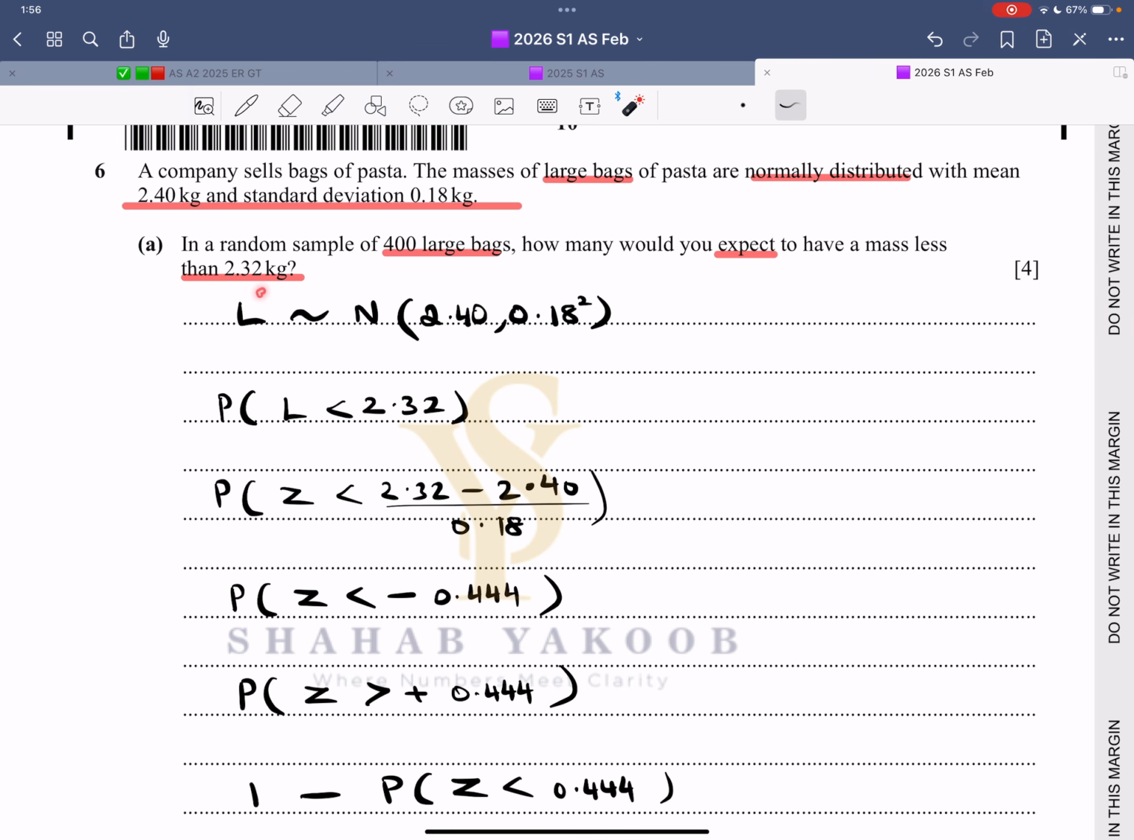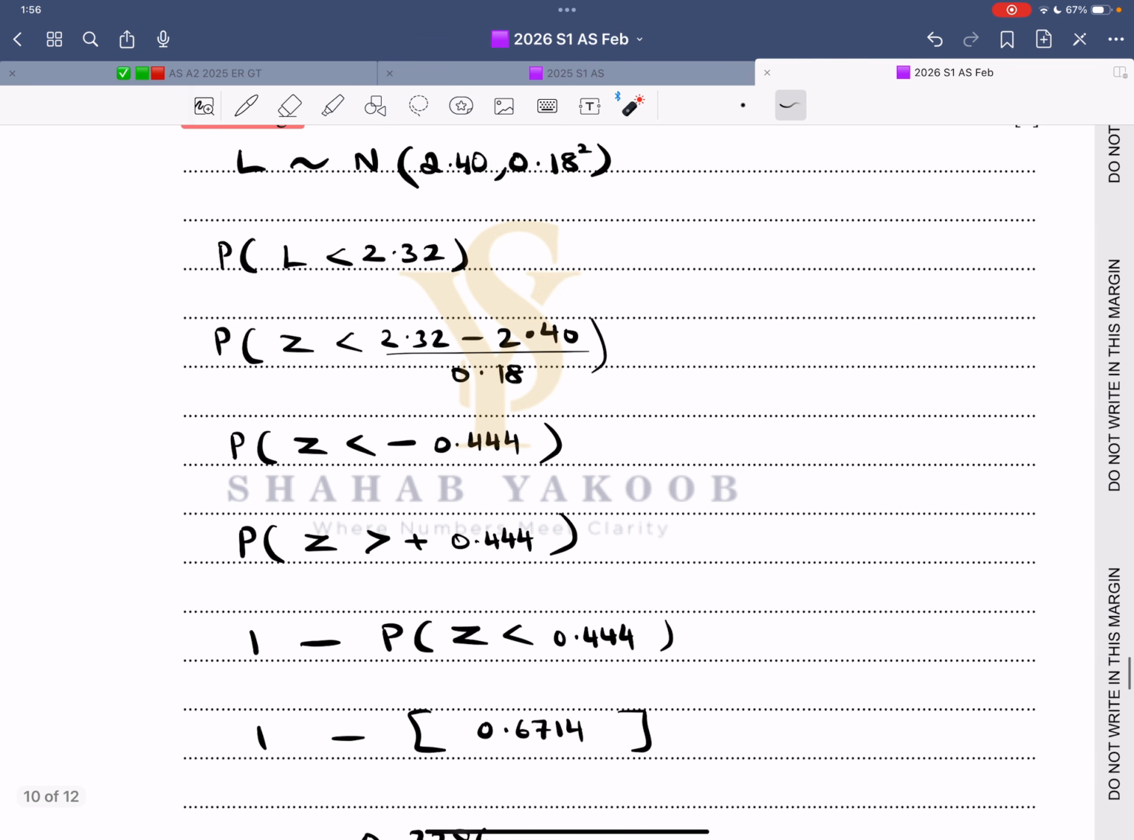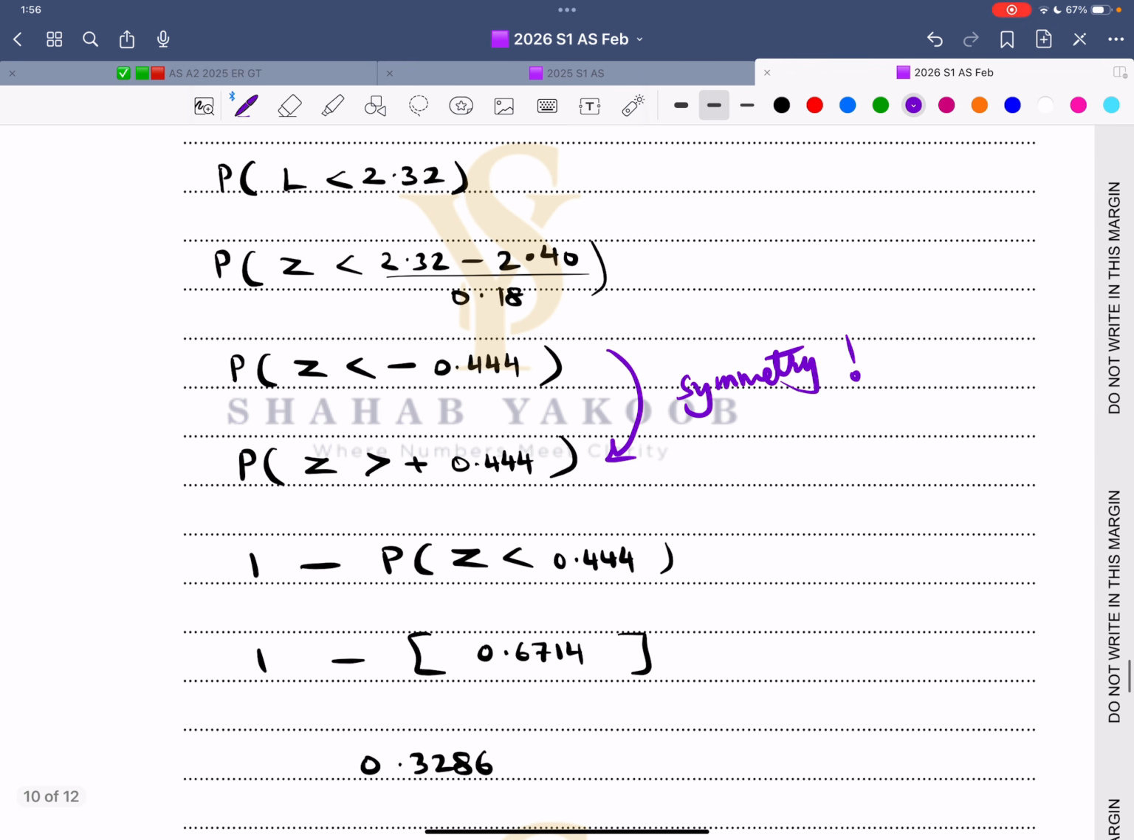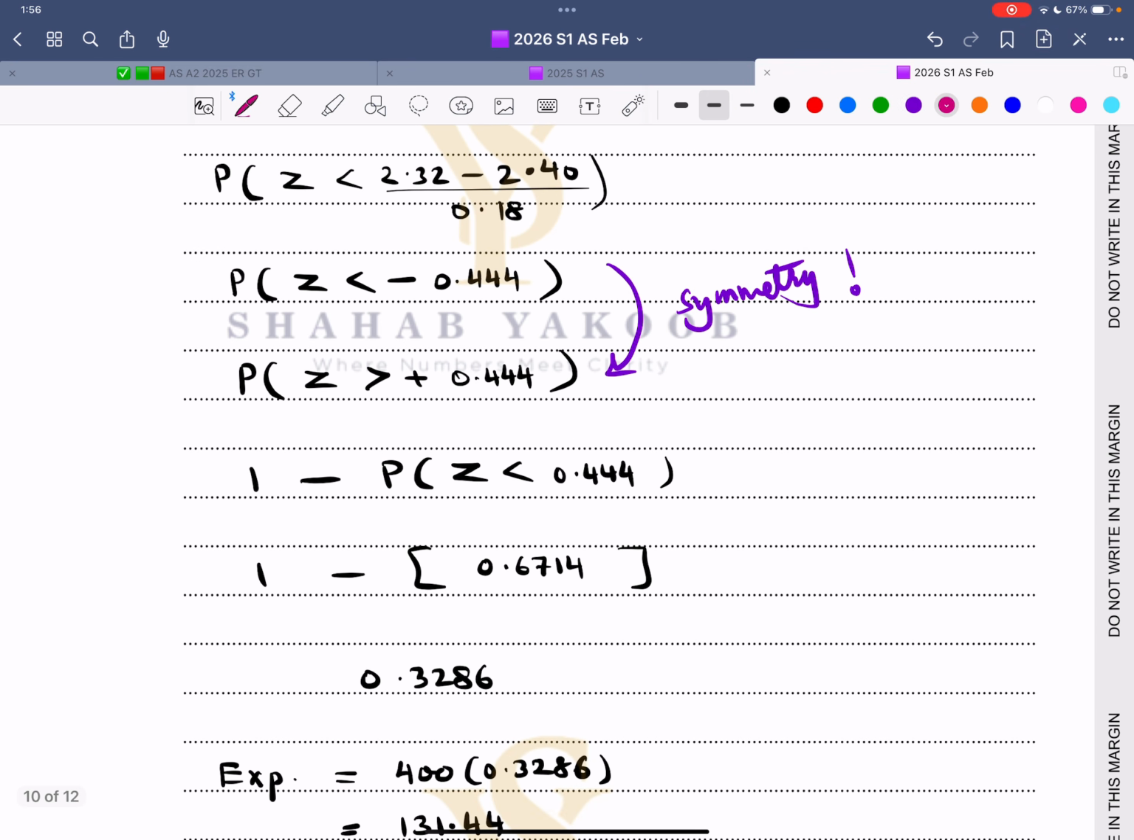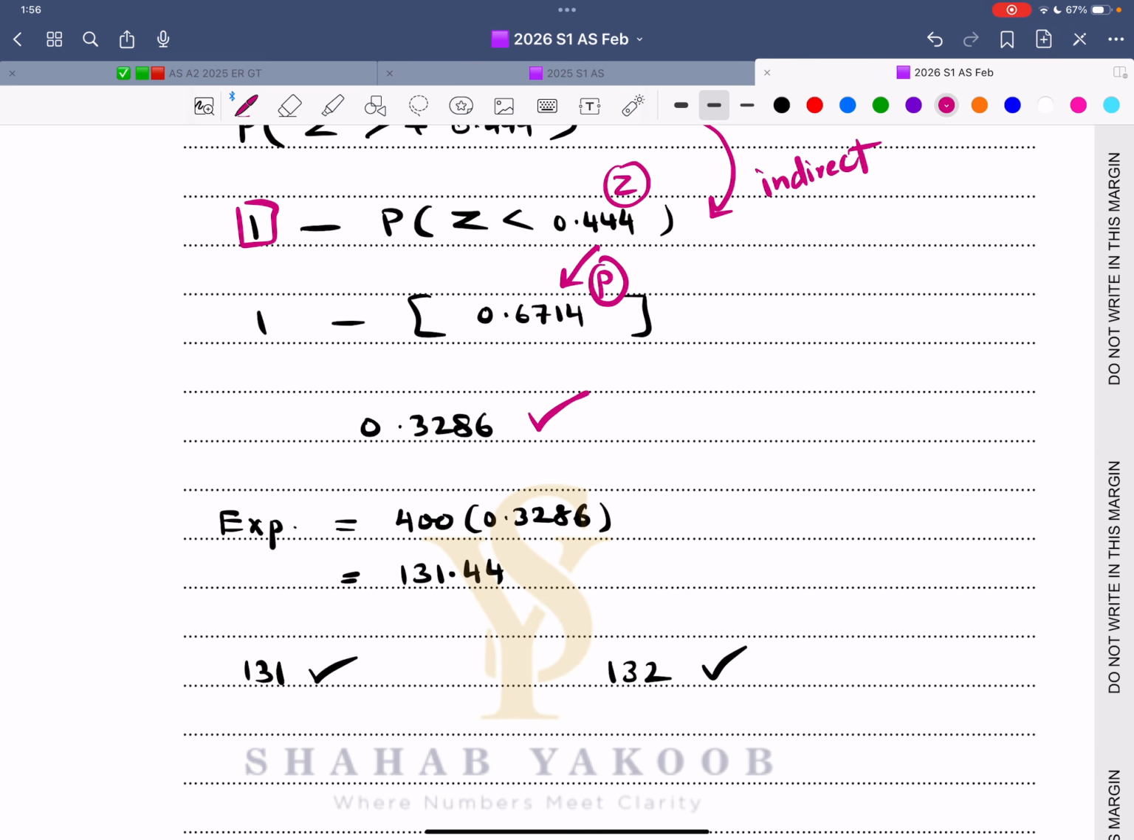Less than 2.32, standardize, you get a negative value. Z lesser than a negative value is Z greater than a positive value. So just a reminder, this is because of symmetry. And then Z greater than something, that is indirect reading, that is read from the table and then subtract from 1. So this Z value is giving me this probability value. I subtract, no need to round off.